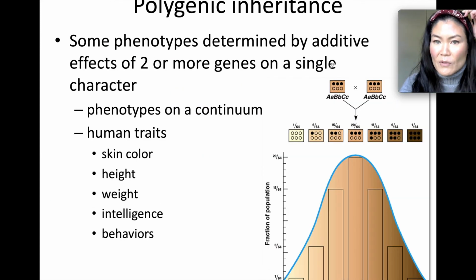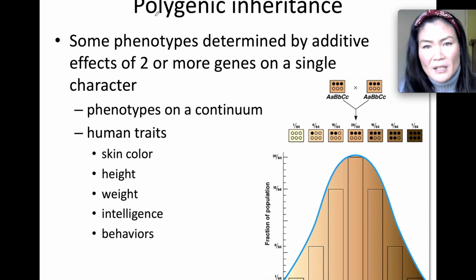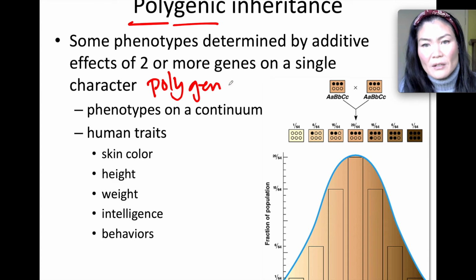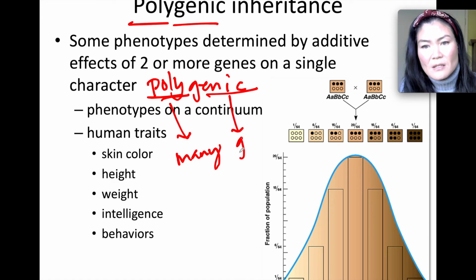Okay, moving forward. Now we have polygenic inheritance. I don't know if you guys can see that. It says polygenic. Polygenic means many genes. Many genes, which are going to lead, so that's supposed to be an arrow, to one phenotype.